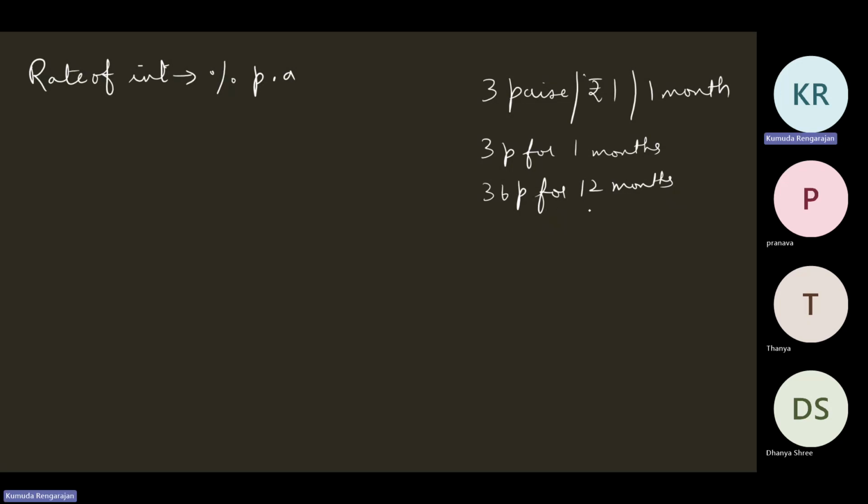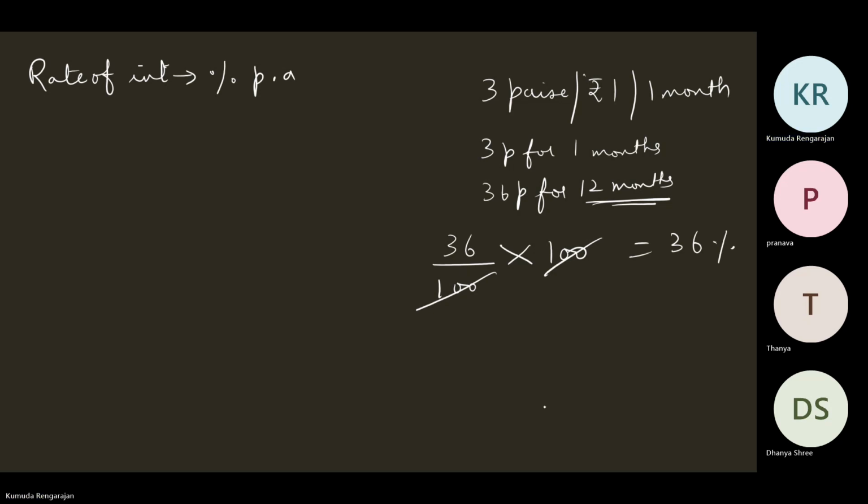Now how to find the percentage? So we found per annum. Now we should find the percentage. 36 paise for 1 rupee, so for every 100 paise, and multiply by 100 to get percentage. So it is 36%. The rate of interest is 36% per annum.